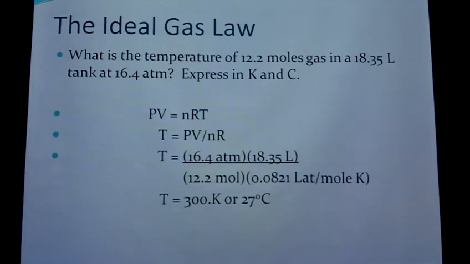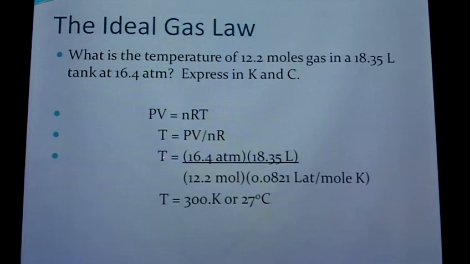Let's take a look at this problem. It says, what is the temperature of 12.2 moles of gas in an 18.35 liter tank at 16.4 atmospheres? We're going to express our answer in Kelvin and Celsius. So we're going to use PV equals nRT, since nothing's changing, and this is an ideal gas. We're going to solve for T first. We get T is equal to PV divided by nR.